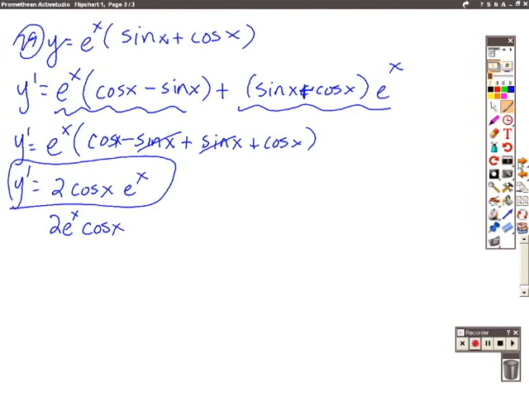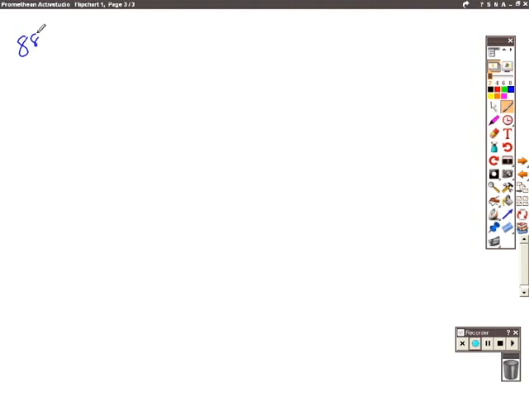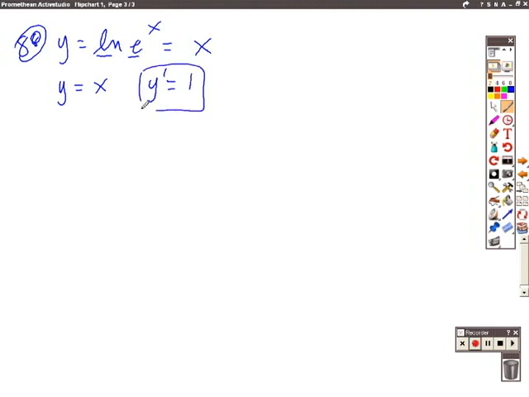Number 80 is y equal to ln of e to the x. And if you play your cards right, you won't have to do u prime over u, because remember, the base of an ln is e. So they're inverse functions and they undo each other. So really, this expression is equal to x. So this is really saying y is equal to x, and of course, the derivative of x is just 1.